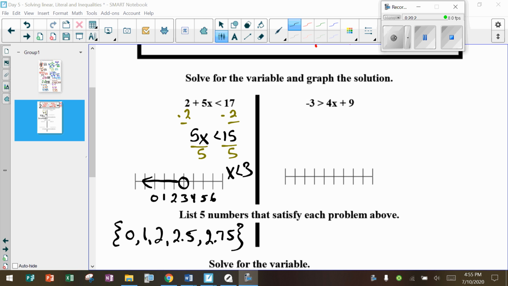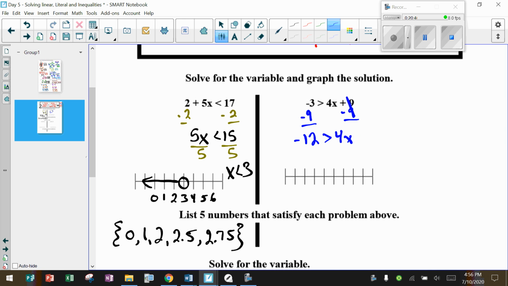So for our next one, we're going to do the same kind of thing. We want to get x by itself. So in order to make that happen, I'm going to subtract the 9 from both sides. And then do -3 minus 9, which is technically the same thing as saying -3 plus a -9. Calculator, brain, whatever works. That's -12 is greater than 4x.